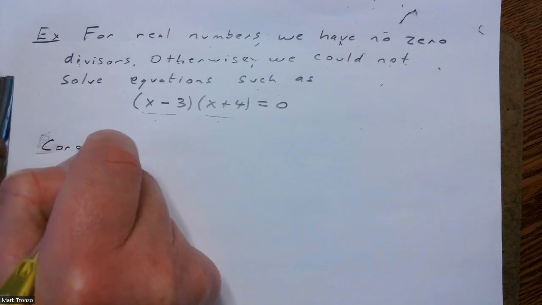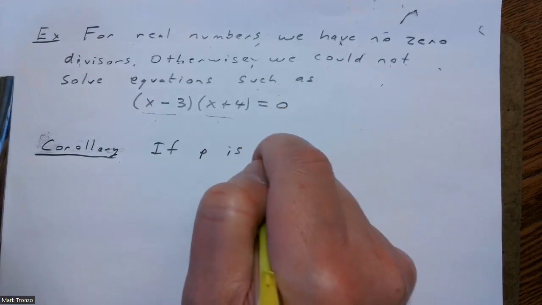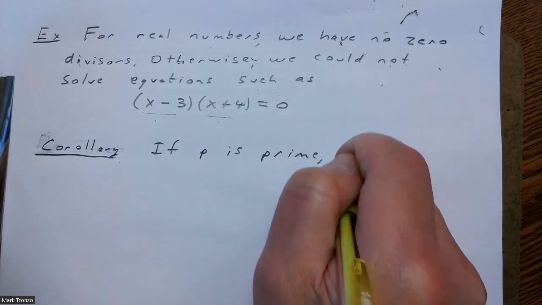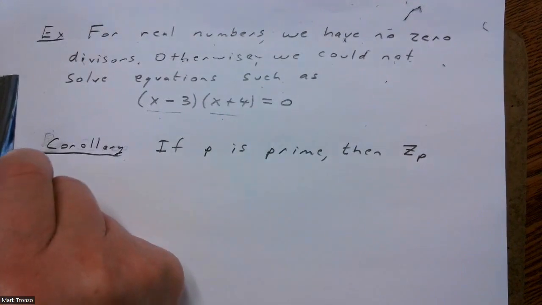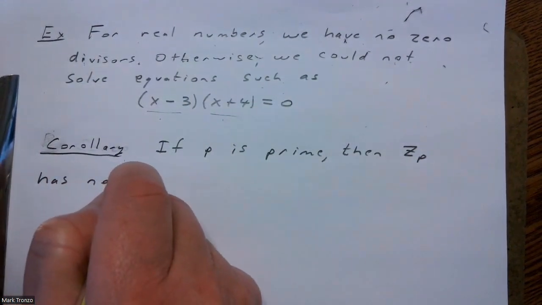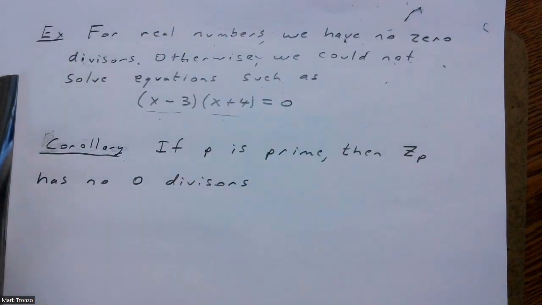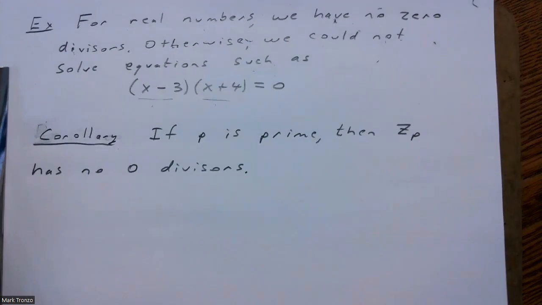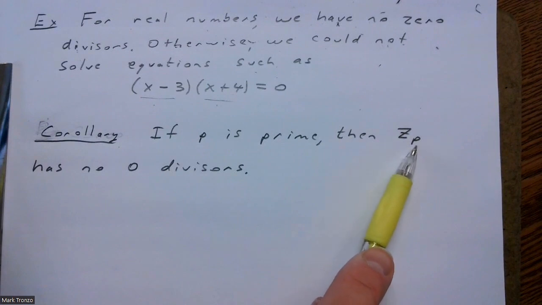The corollary. If P is prime, then Z_P has no zero divisors, because everything would be relatively prime to P. Again, because everything in the set would be less than P. And so if P is prime, then everything in the set would be relatively prime to P.